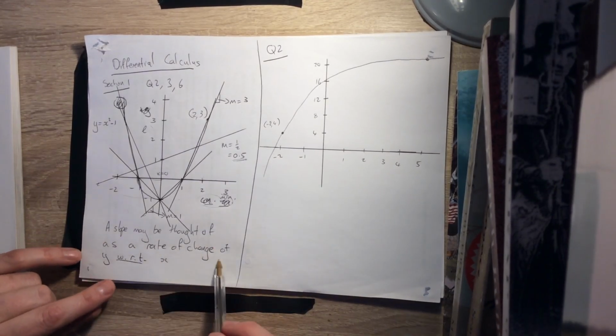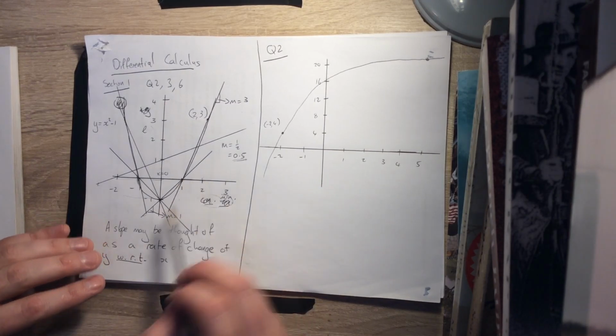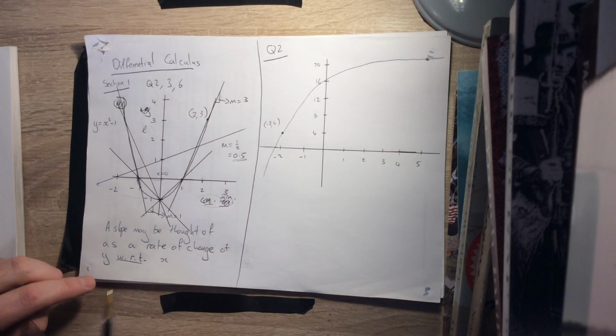The slope is a rate of change. The average value is also a rate of change. It's just a rate of change between 2 points, and it's an average rate of change. Okay, because it has to be an average value.